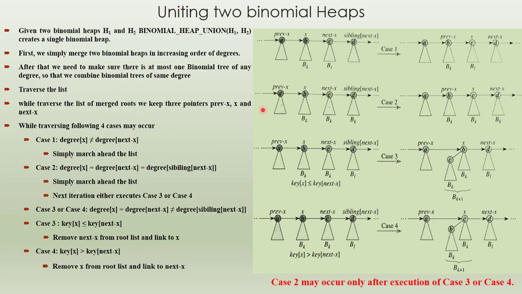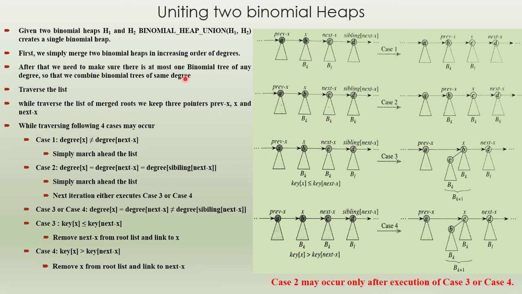Next procedure is uniting two binomial heaps. So here we have two binomial heaps. We want to combine those binomial heaps. So given two binomial heaps h1 and h2, binomial heap union h1 comma h2 creates a single binomial heap. First we simply merge two binomial heaps in increasing order of degrees. After that we need to make sure that there is at most one binomial tree of any degree, so that we combine binomial trees of same degree.